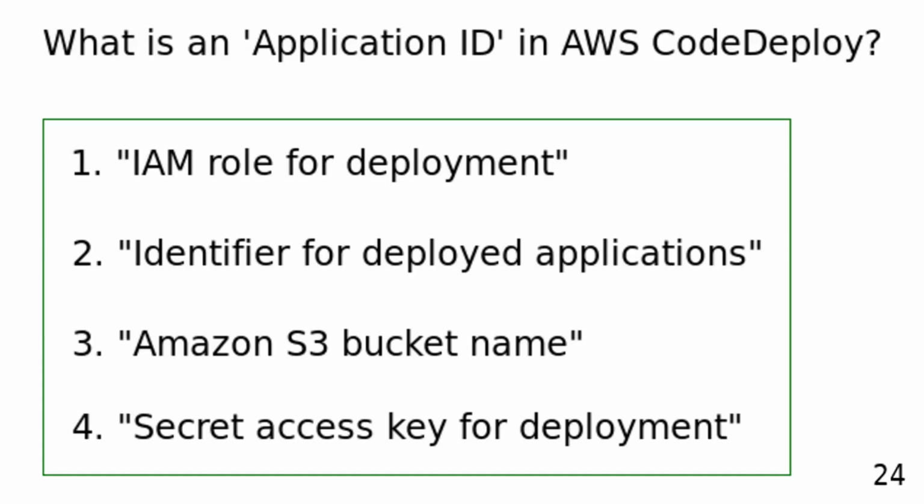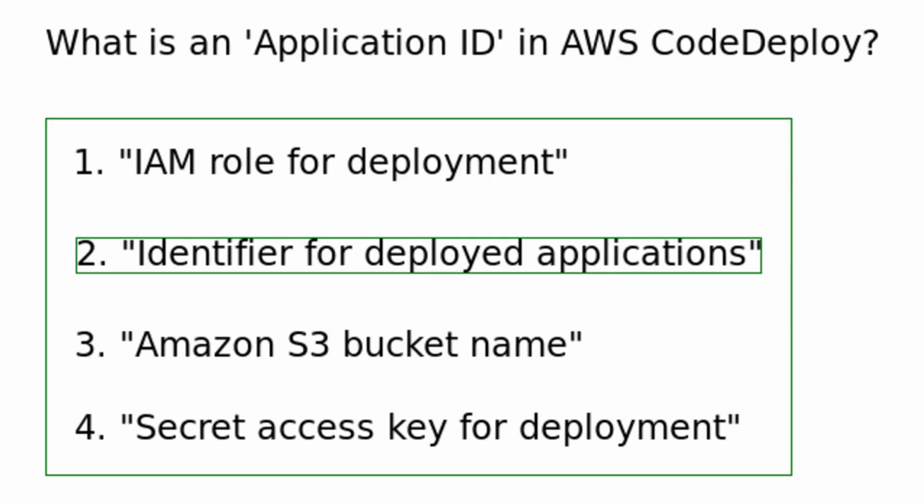What is an application ID in AWS CodeDeploy? IAM role for deployment. Identifier for deployed applications. Amazon S3 bucket name. Secret access key for deployment. An application ID in AWS CodeDeploy serves as an identifier for deployed applications.